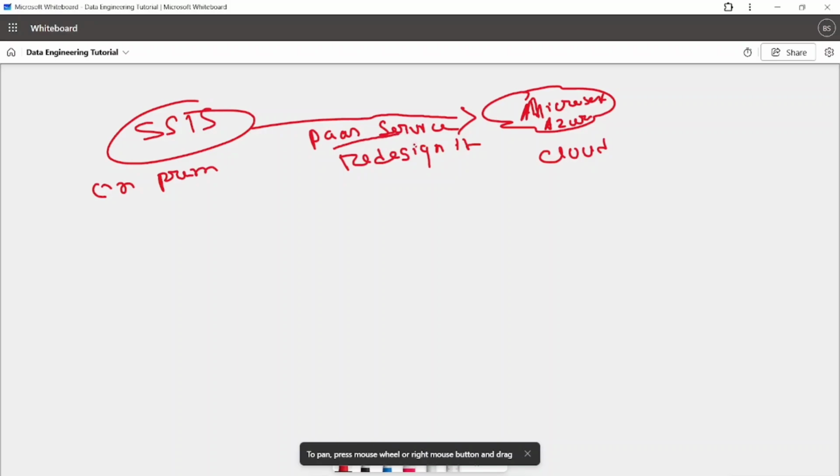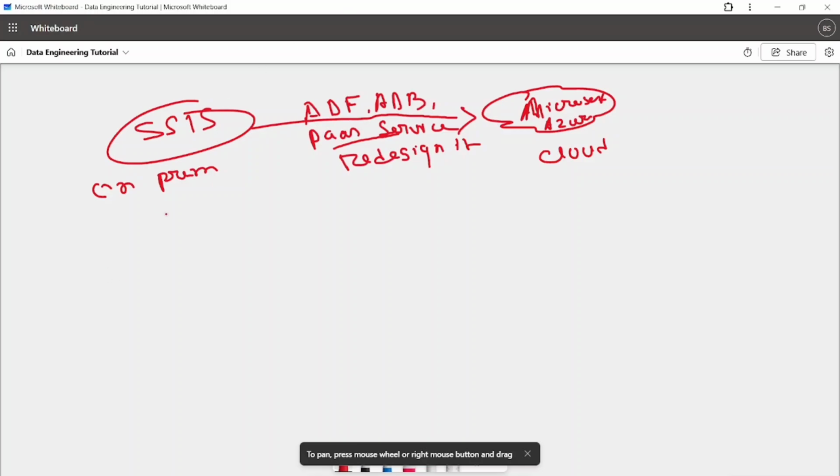So here we will use ADF and ADB, and a different kind of file system, etc. By using these services you can redesign your solution. This kind of project is called a migration project, and there are many migration projects in the market.